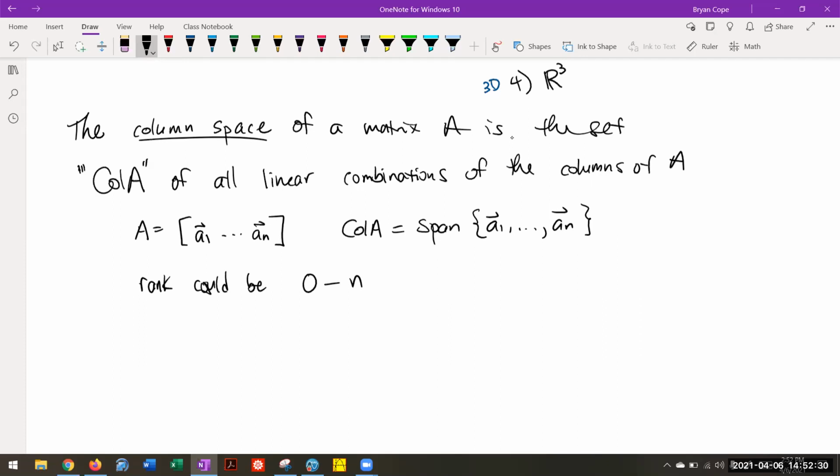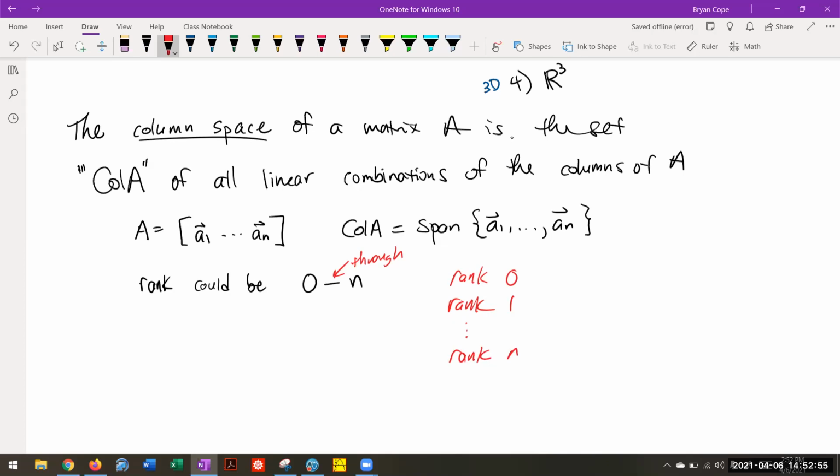Wait, so when you say 0 minus n? No, sorry, 0 through n. I should have said that differently. So it could be rank of 0, could be rank of 1, all the way up to rank of n, which you learned is called full rank.